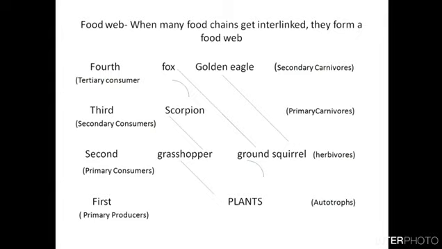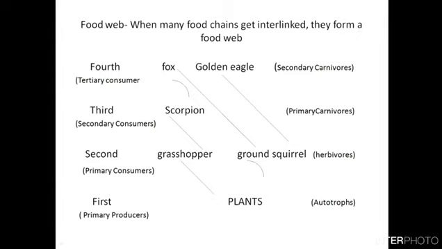Now here there are three food chains which are running simultaneously, but at the same time, this first food chain, you can see the fox eats the scorpion, but at the same time it is interlinking, and it can also eat the ground squirrel. So this food chain and this food chain are interlinked because the fox is eating the scorpions and it is eating the ground squirrel. This interlink between two food chains or more than two is known as a food web.